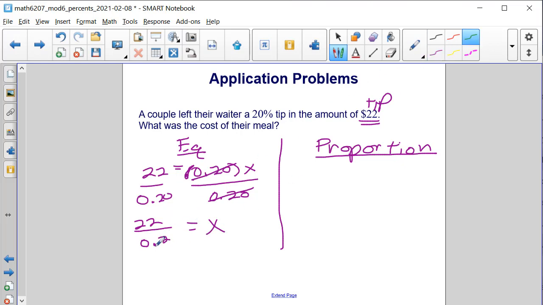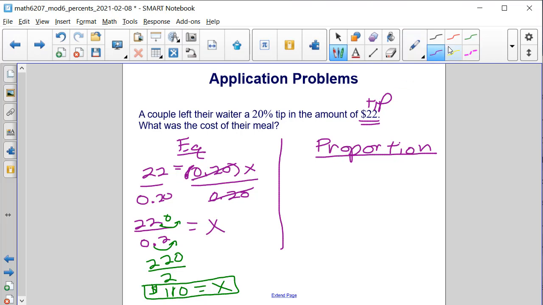and when dividing by a decimal, we can move the decimal point over one space in the denominator, and whatever we do to the denominator, we have to do to the numerator. Or in other words, we're multiplying by 10 over 10, which is 1, to get the problem to be something simpler that we can divide by. We're getting it to be 220 divided by 2, which is 110. So that was the cost of their entire meal, $110.